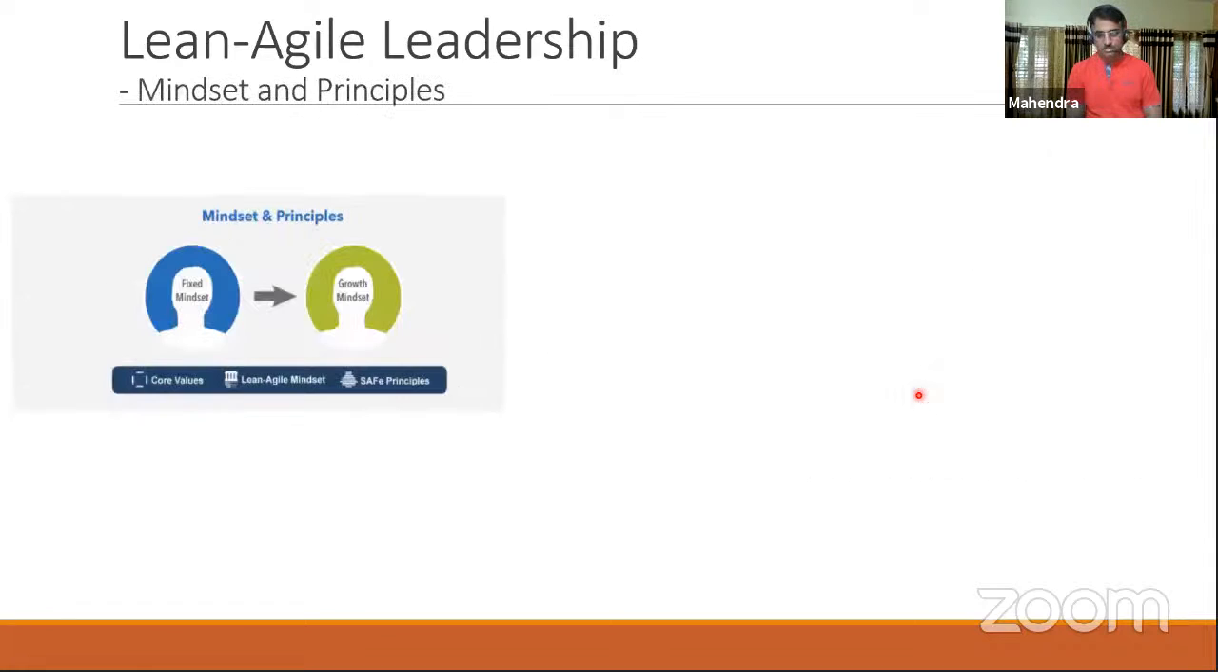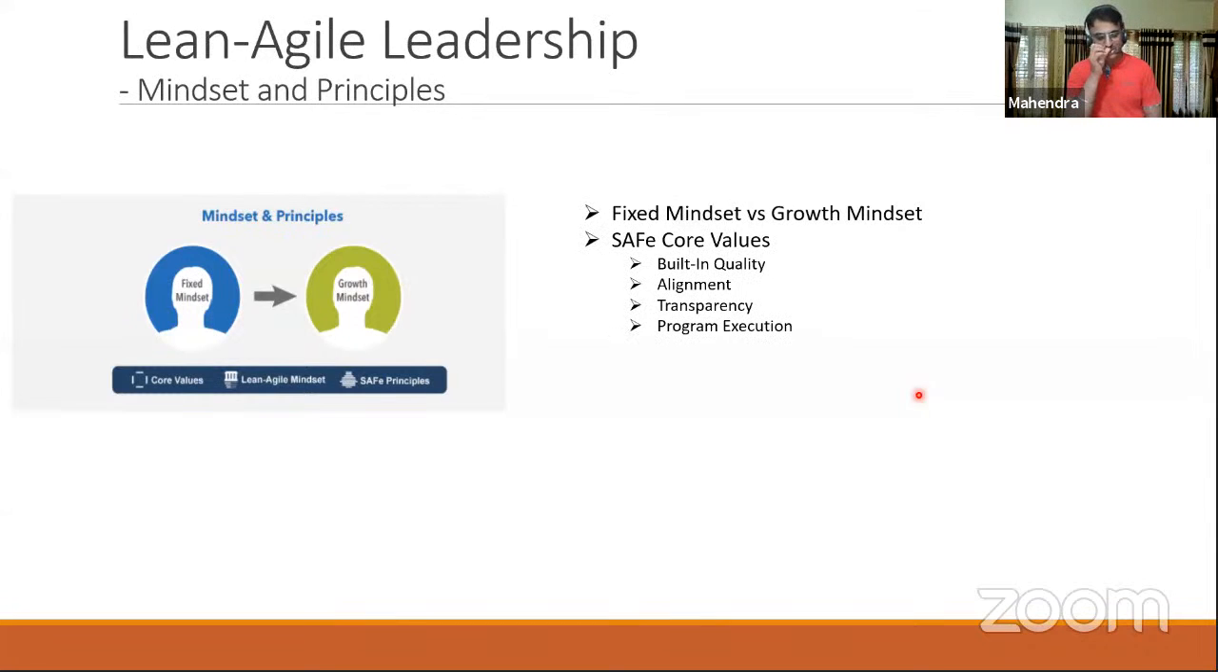So that is the first dimension. The second dimension is the mindset and the principles. There is something called a fixed mindset and a growth mindset. I won't get into the details of that, for want of time, of course. And the SAFe core values. If you can see here, built-in quality appears over here. SAFe is built on these four core values: built-in quality, alignment, transparency, and program execution. We'll talk about it in the session that is coming up next in a bit more detail.